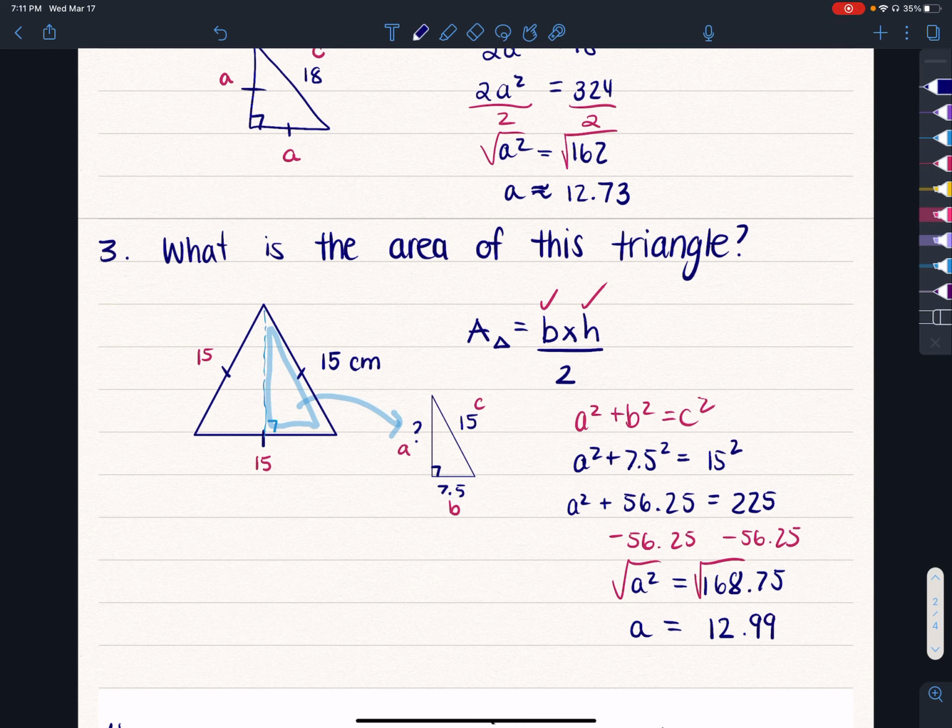So we can now find the area of our triangle. So we have 15 times 12.99 divided by 2. We get 43 centimeters squared.